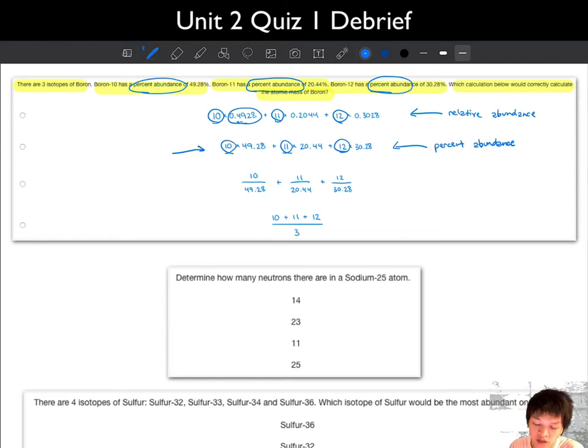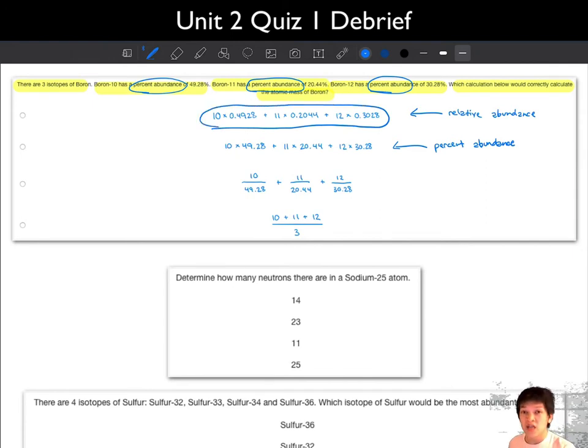That's the relative abundance. And then for the next one, instead of 20.44%, we have 0.2044. That's the relative abundance. And lastly, instead of 30.28%, you have 0.3028. That's the relative abundance. It's basically taking the decimal form of the percentage. So the answer would be the one that has relative abundance multiplied by the isotope masses of each isotope.